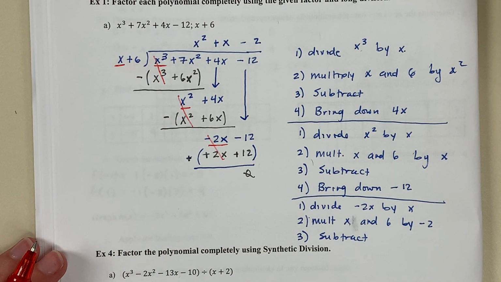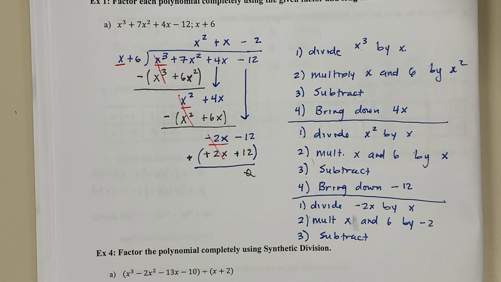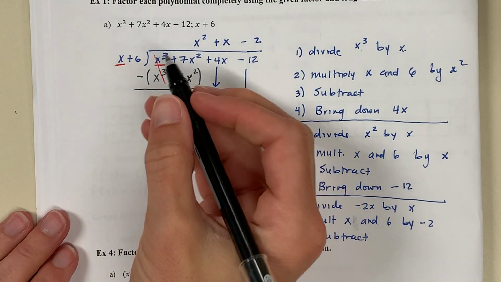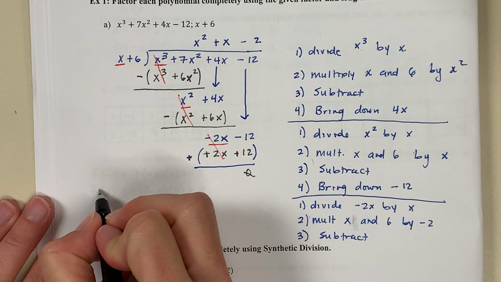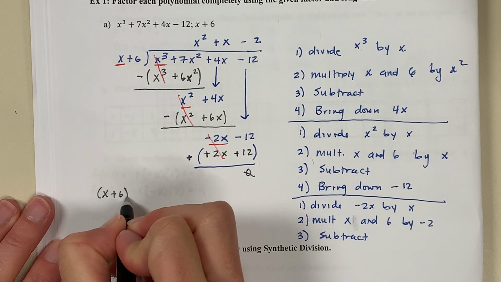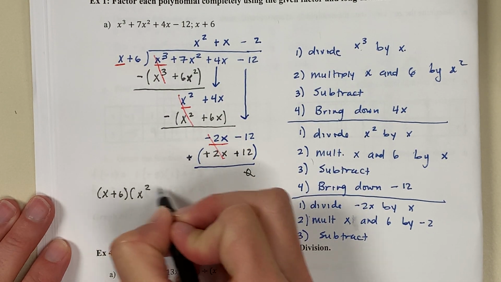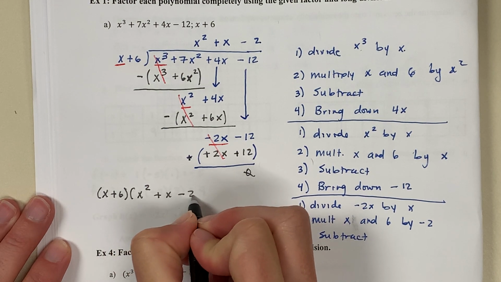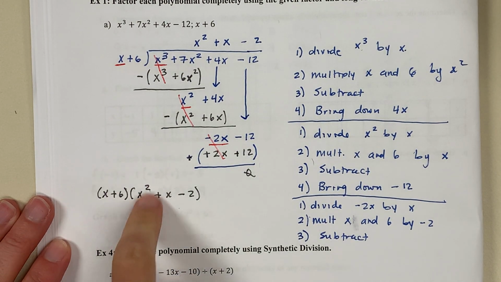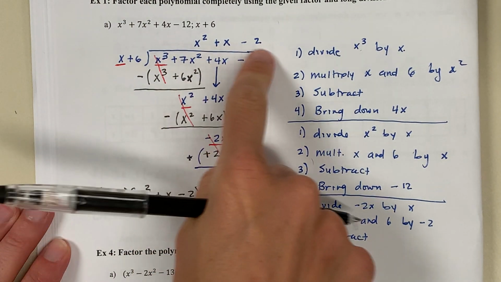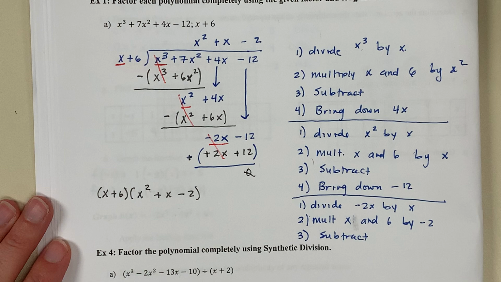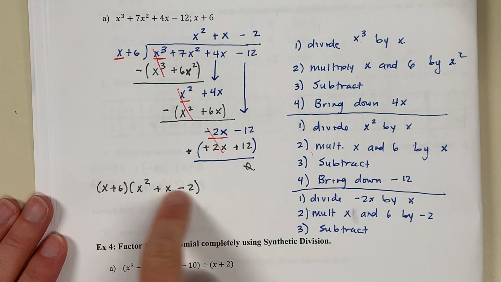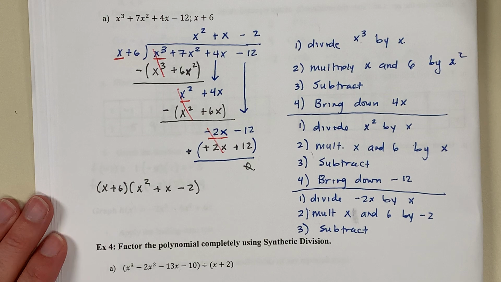Because the remainder is 0, I know that the factor x plus 6 divides evenly into the polynomial. So what I have remaining is the following factored form. I know that my polynomial is equal to the quantity x plus 6 times x squared plus x minus 2. If I were to distribute x plus 6 across that quadratic, I would get back to the original polynomial. Notice this is a quadratic, and I'm pretty comfortable factoring those.